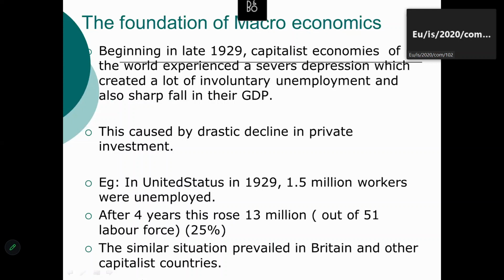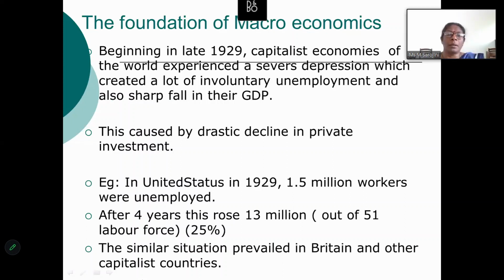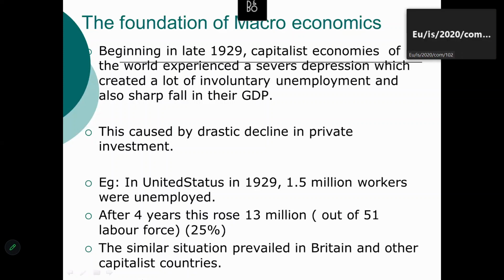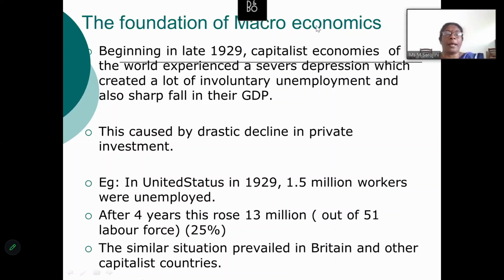Beginning in late 1929... Who is shouting? Right. Wait just a minute. I'm moving to the coverage area. Wait just a minute, 5 minutes.